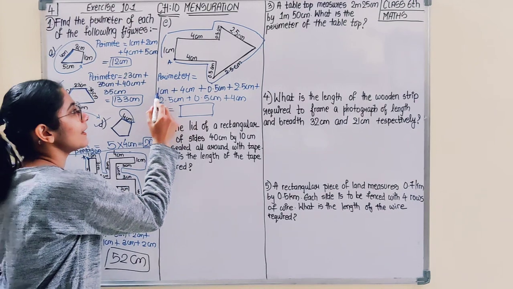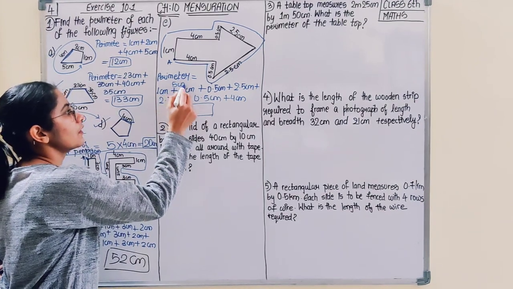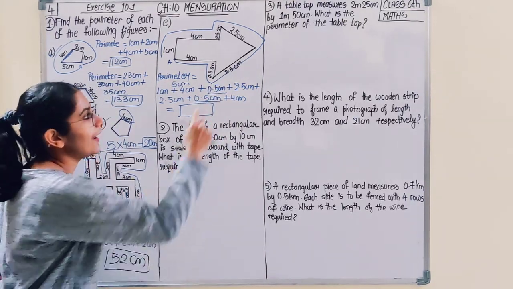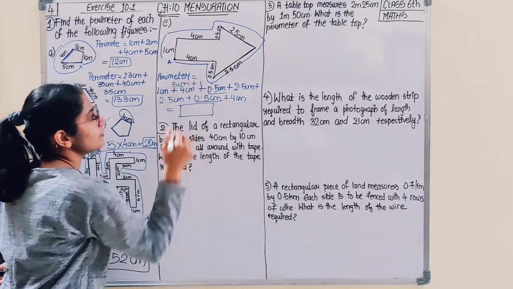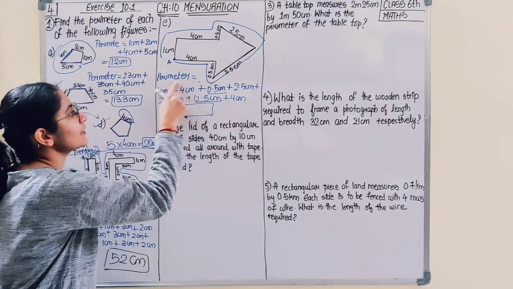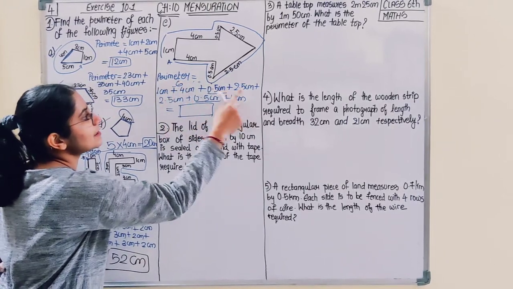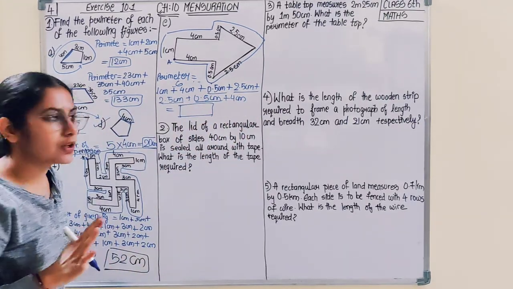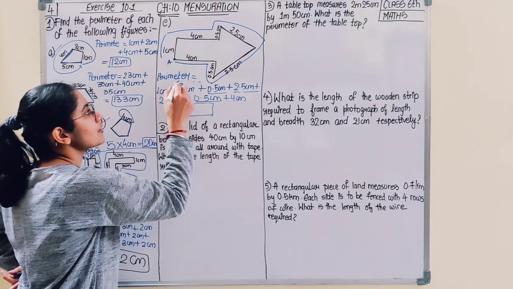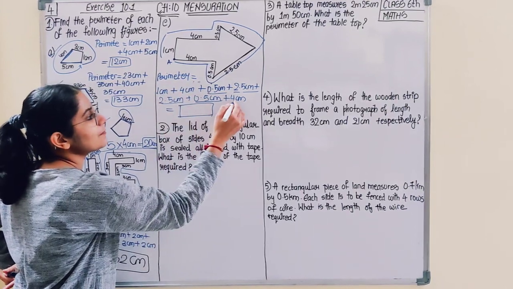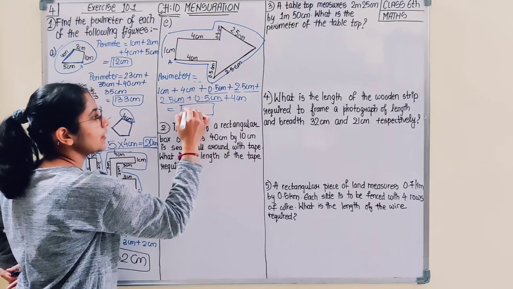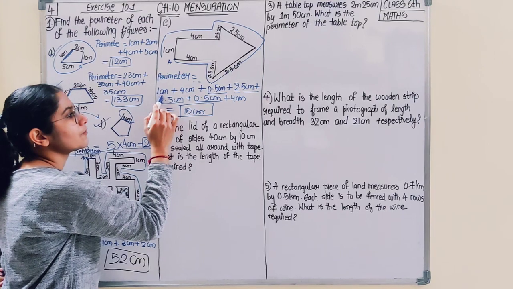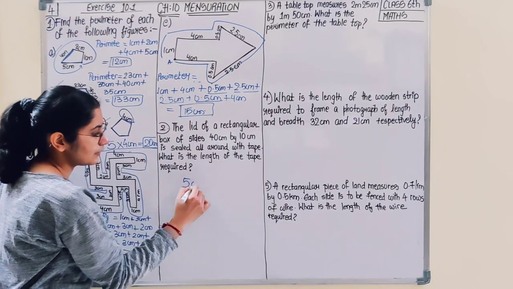Okay, 4 plus 1, 5. Now you see, 0.5 plus 0.5, half plus half, 1. 6 plus, now see, 2.5 plus 2.5, that is total 5. So 6 plus 5, 11, 11 plus 4, 15. So your answer would be 15 centimeter. 4 plus 1, 5, so you get 5 centimeter.